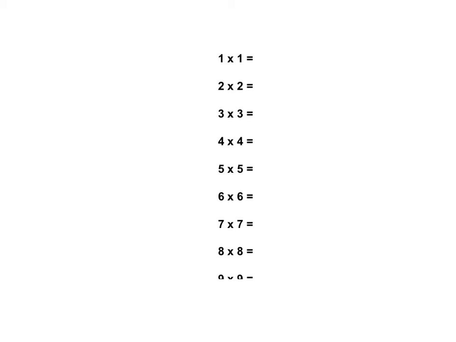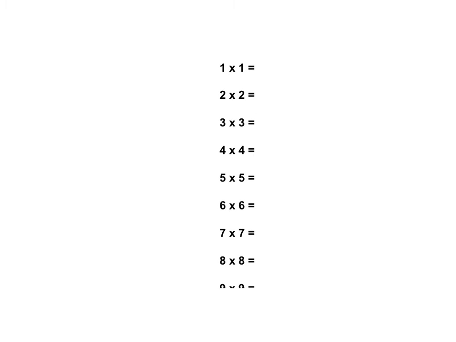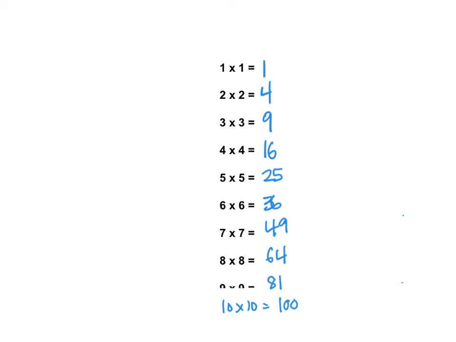1 times 1 is 1. 2 times 2, 4. 3 times 3, 9. 4 times 4, 16. 5 times 5, 25. 6 times 6, 36. 7 times 7, 49. 8 times 8, 64. 9 times 9, you can't see the bottom of that, is 81. And 10 times 10 would be 100. Okay, that was pretty straightforward, not too difficult there.